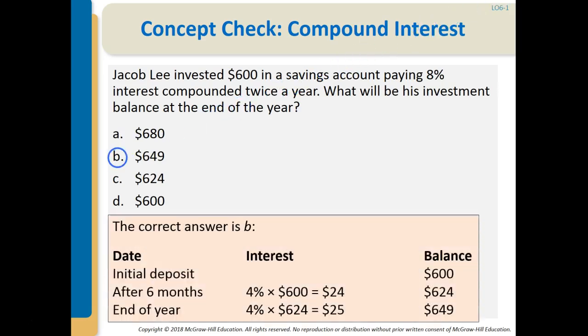Let's take a look. If we know it's being compounded twice a year, then that means he's receiving half of that, or 4% interest, every 6 months. So we start with an initial deposit. After 6 months, we have 4% times 600, or 24 bucks, that gets added to the principal initial balance. Then, the next 6 months, he receives interest on the $624. So 624 times that 4% gives him $25, which then gets added to his balance.